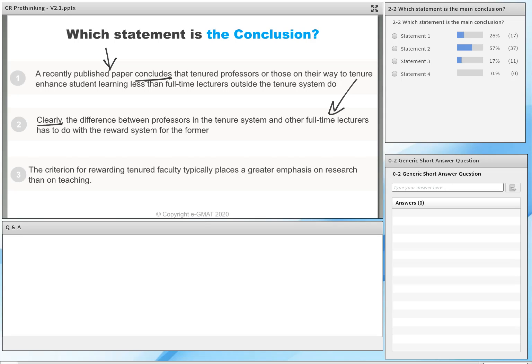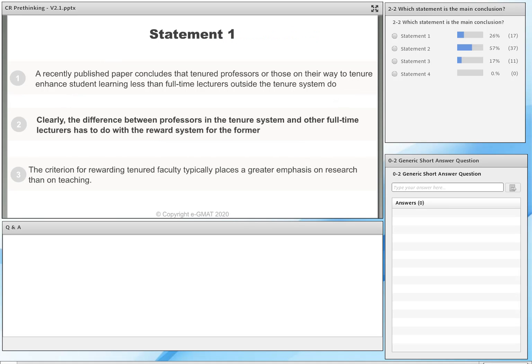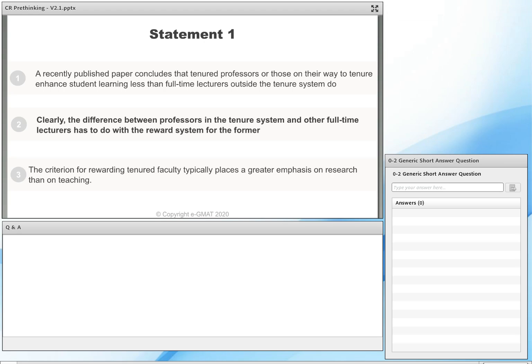Statement 2, on the other hand, is what the author wants you to believe. It starts with a keyword, which is clearly, a conclusion marker. It says the difference between professors in the tenure system and the full-time lecturer has to do with the reward system. This is what the author wants you to believe. This is what he wants to bring forward. This is the takeaway from this argument. And statement number 3 over here is written to make statement 2 more believable. So statement 3 is what we call a premise, or if this were not in the argument, you would call this a strengthener. Okay. So for those of you who chose statement 1 or statement 3, are you clear as to why statement 2 is the main conclusion?